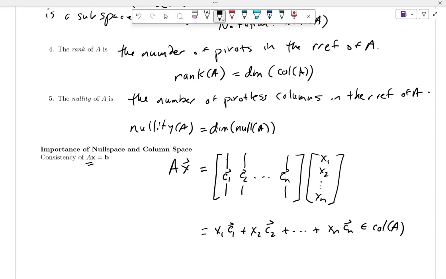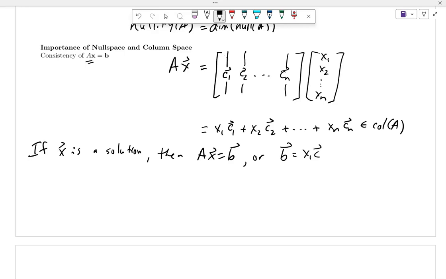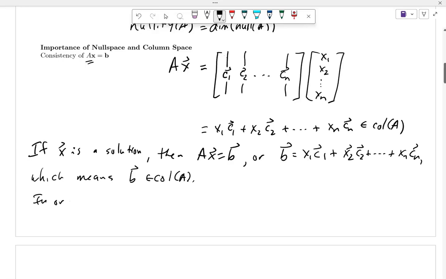Okay? So just to write that down in words, if x is a solution, then Ax is equal to b, or b is equal to x1 c1 plus x2 c2 plus xn cn, which means that b is in the column space of A. In other words, this system is going to be consistent if and only if b is in the column space of A.